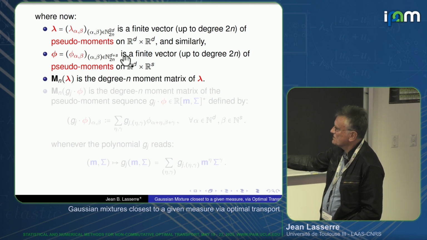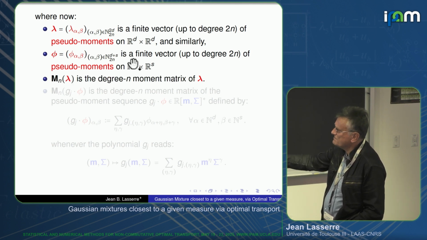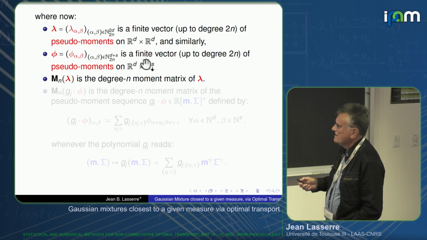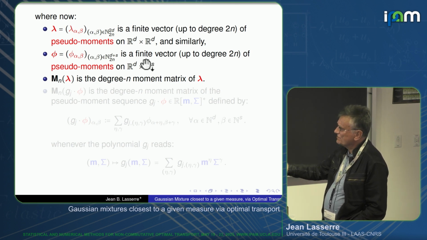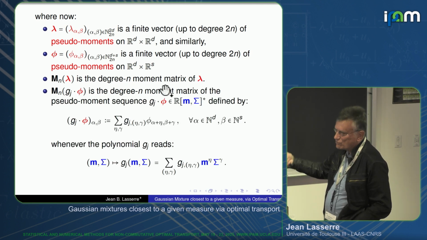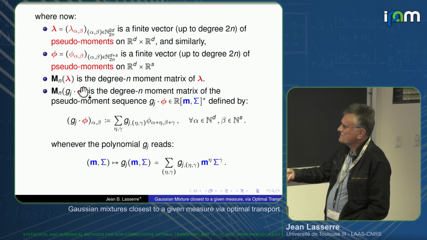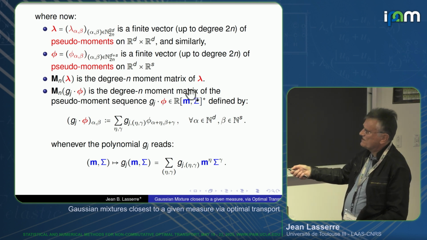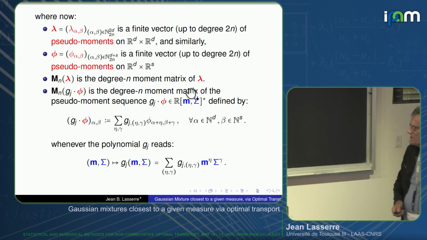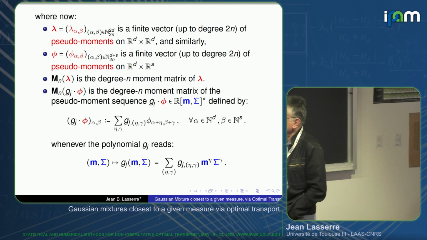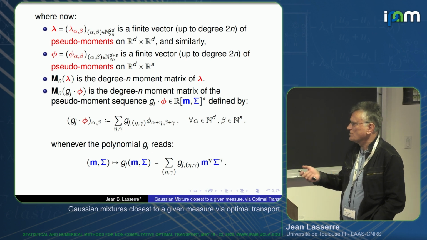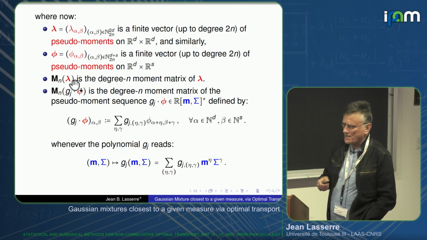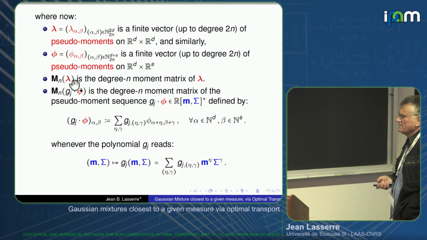So this is the measure, the mass m, the mean m, and the covariance matrix. Mn of lambda is just the degree n moment matrix of the joint distribution, or pseudo moment matrix, if you want. And this is called the degree n moment matrix of the pseudo moment sequence J phi. Remember, Dj is just the polynomials that define the set S of the parameters m and sigma. It's not necessary to go into details, but just to say that those matrices are linear in lambda and phi.